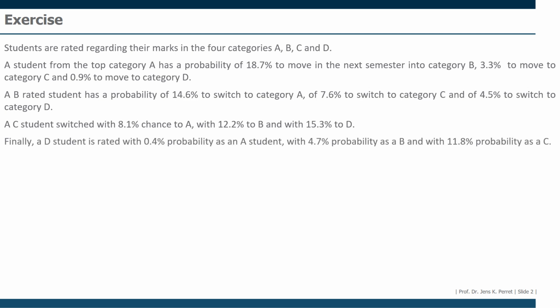Finally, a D student is rated with a 0.4% probability to switch to A, 4.7% to switch to B, and 11.8% to switch to C. Maybe I got those numbers if I observed the development of students over longer periods of time. However, I can summarize this and then ask the question: determine the long-term shares of the four categories that will result at the university. So how many, relatively speaking, students are situated in category A, B, C and D?